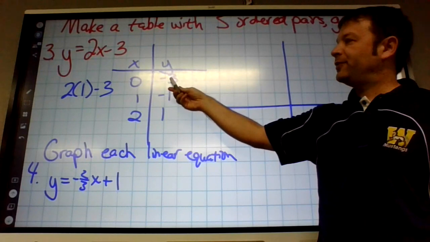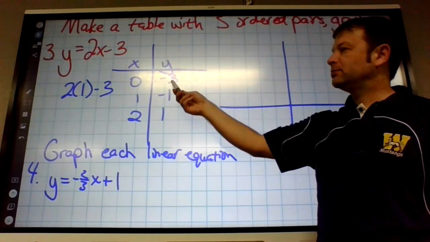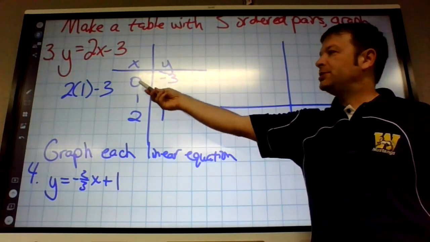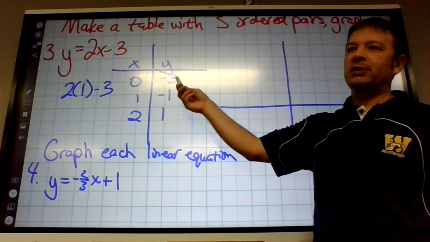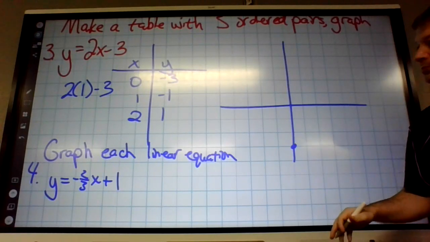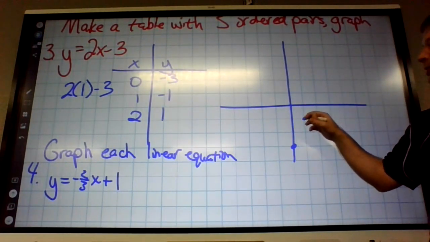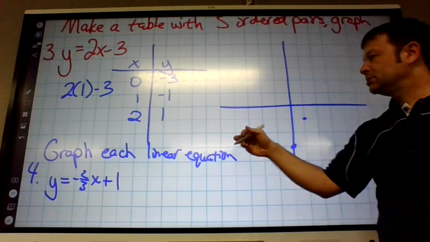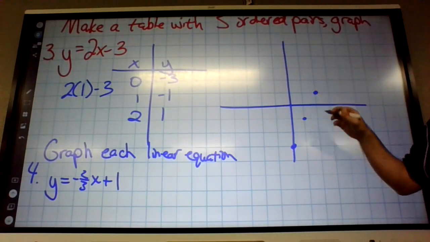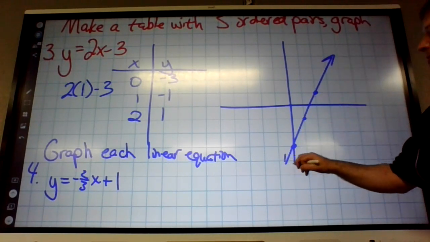Alright. Where is 0, negative 3? Right 0, down 3. Where is 1, negative 1? Right 1, down 1. And 2, 1? Right 2, up 1. Numbers to the right are positive. Numbers to the left are negative. Up is positive, down is negative. Anyway, and you do want to go ahead and draw the line.